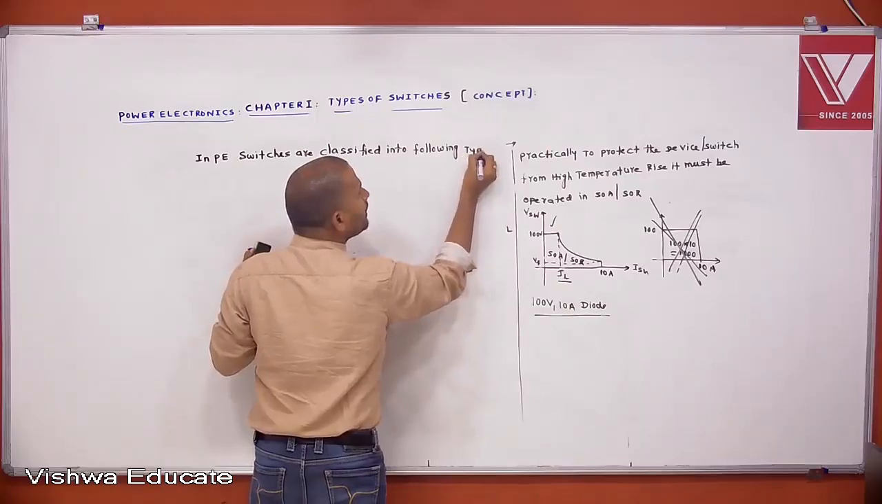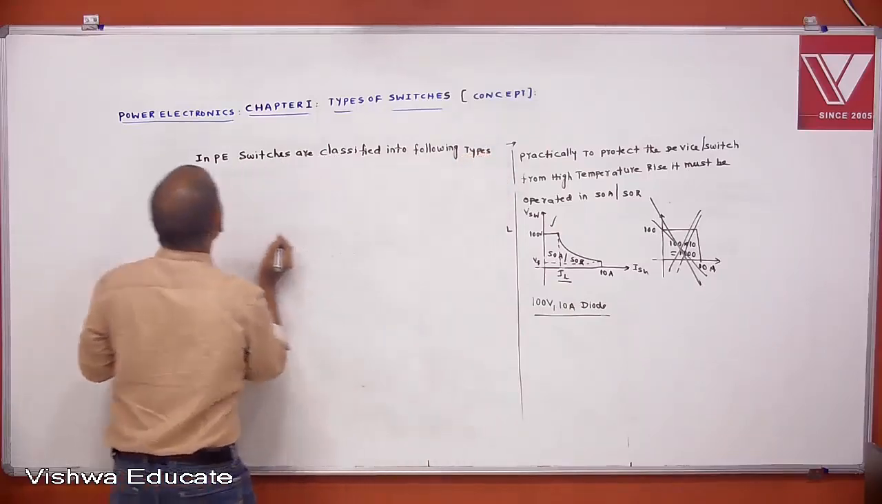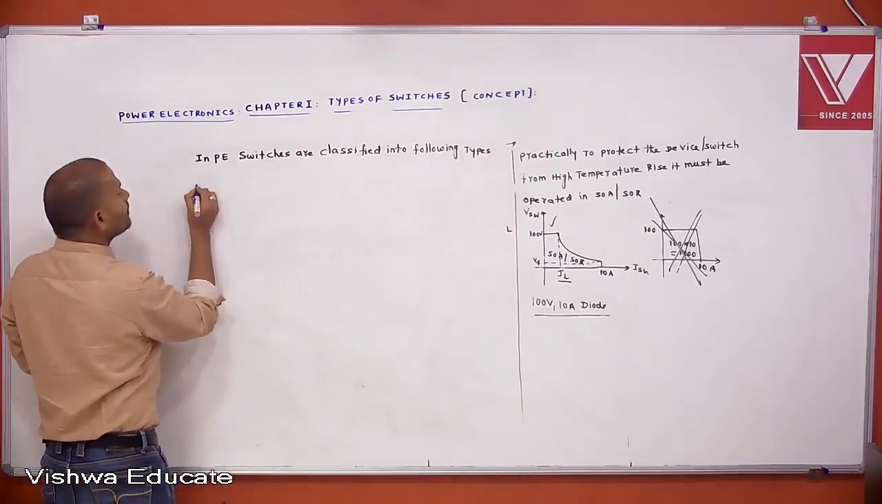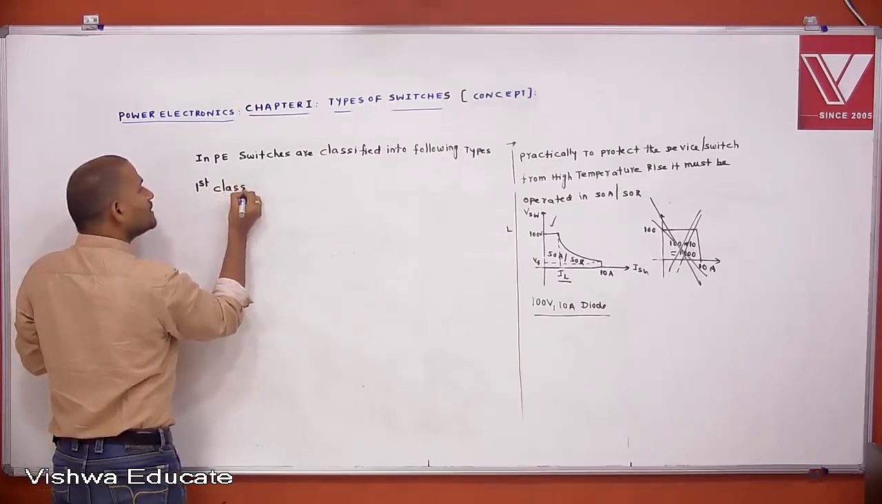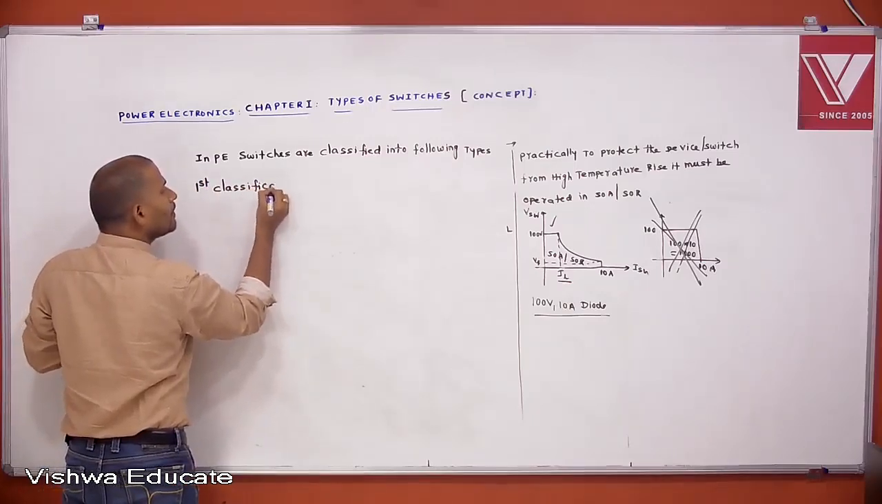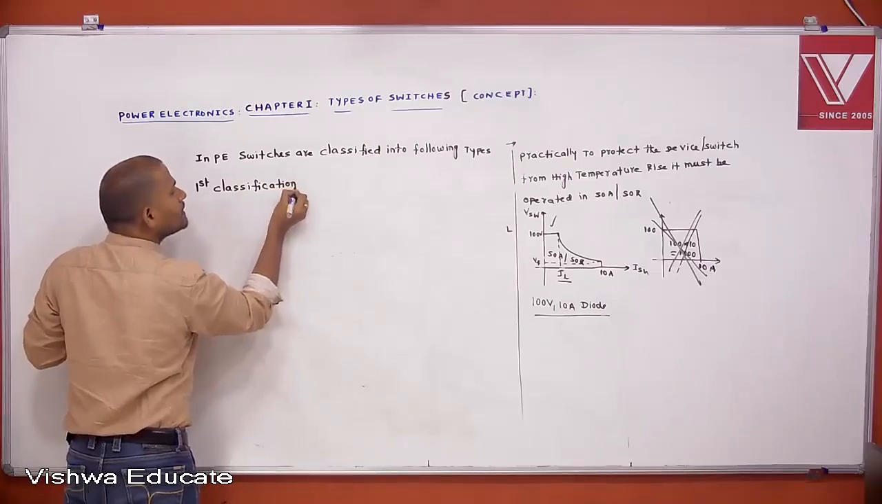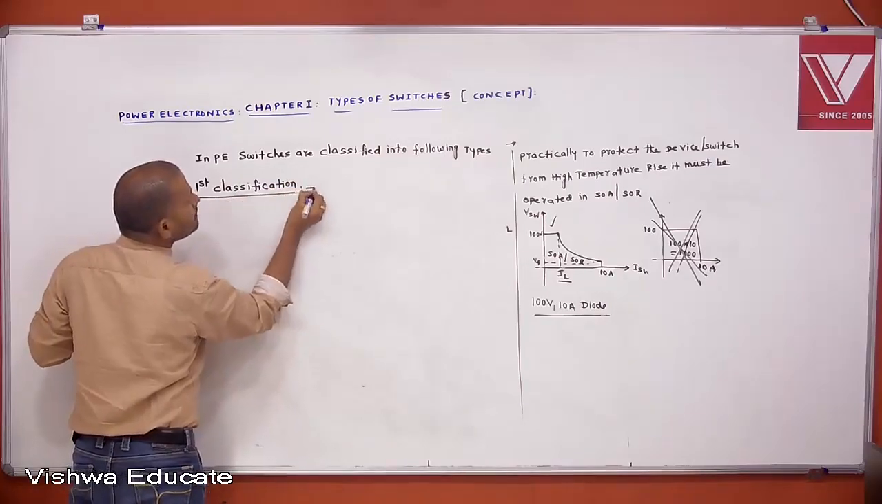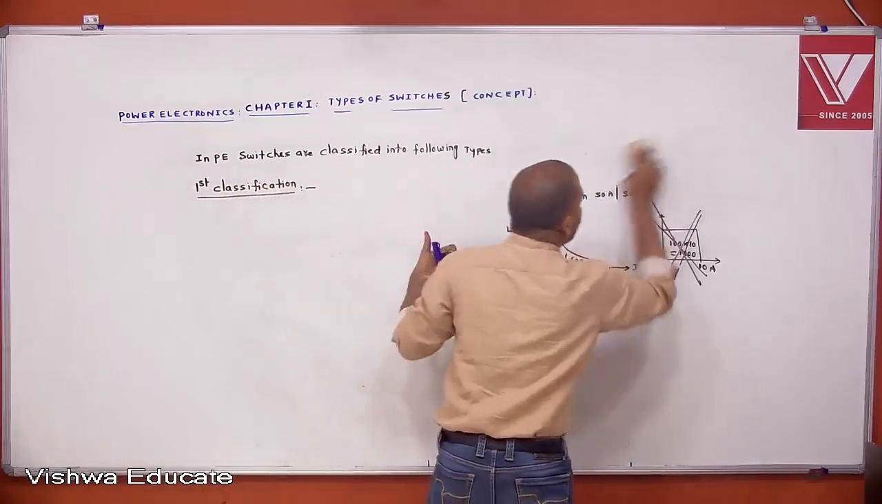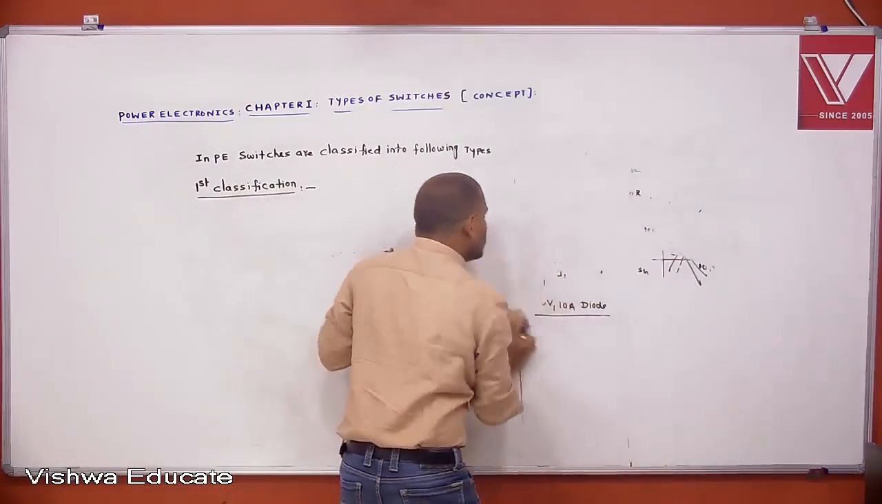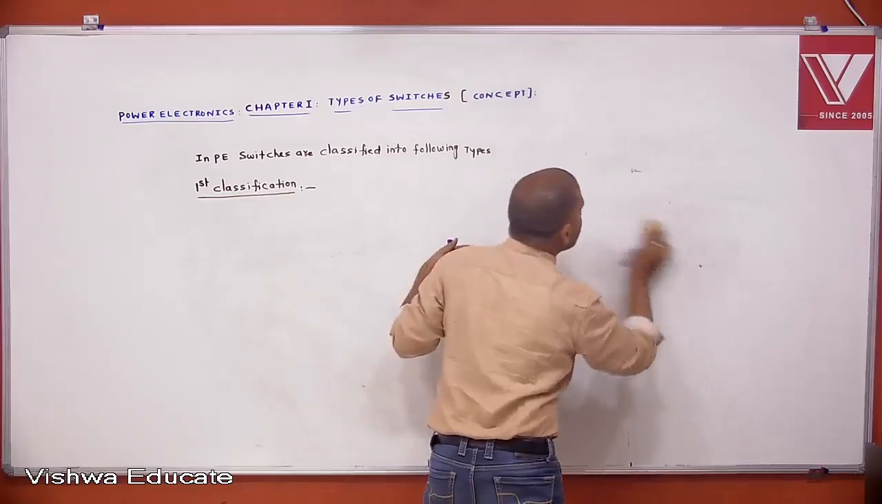Switches are classified into the following types. Under that, the first one is the first classification of switches. Then what is the first classification of switches in power electronics?